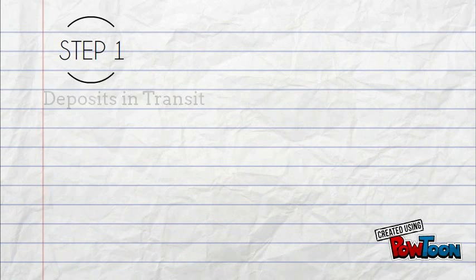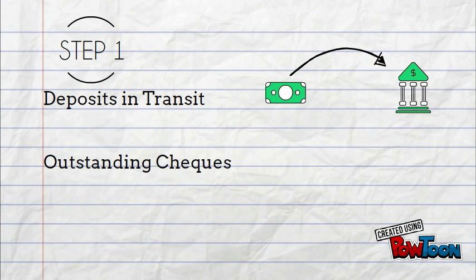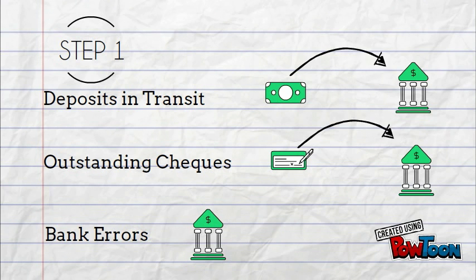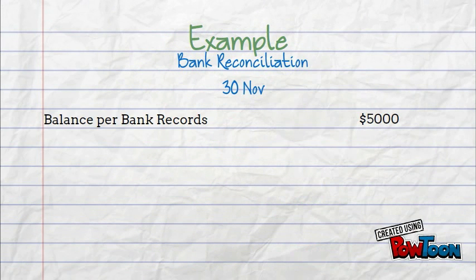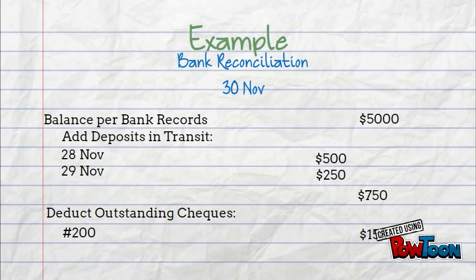A bank balance can be adjusted because of deposits that have been made by the company but haven't yet been represented on the bank statement as of the statement date, because of checks that have been distributed by the company but have not yet been deposited by the recipient, and lastly, because of errors that have been made by the bank. So this is an example of the first step. We can see how deposits in transit have been added and how the outstanding checks have been deducted to reach our actual cash balance.